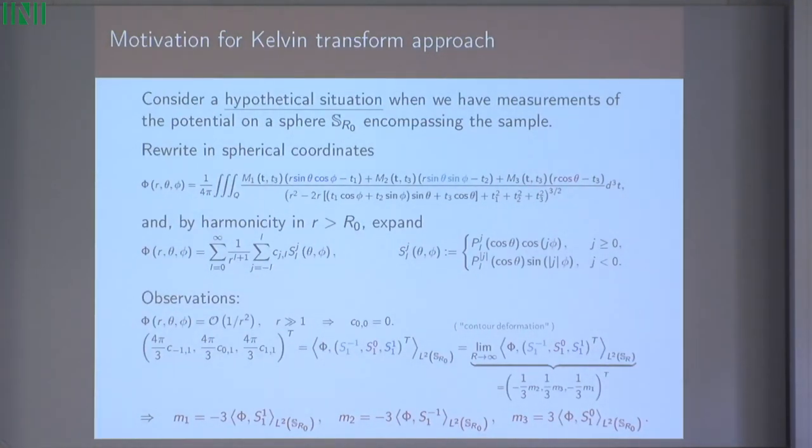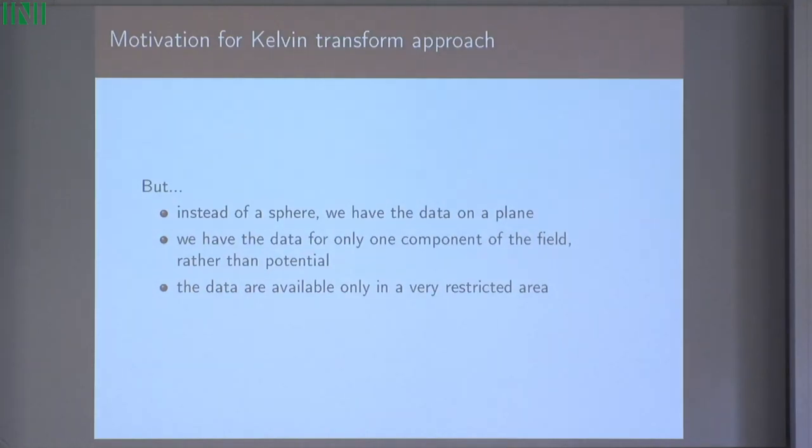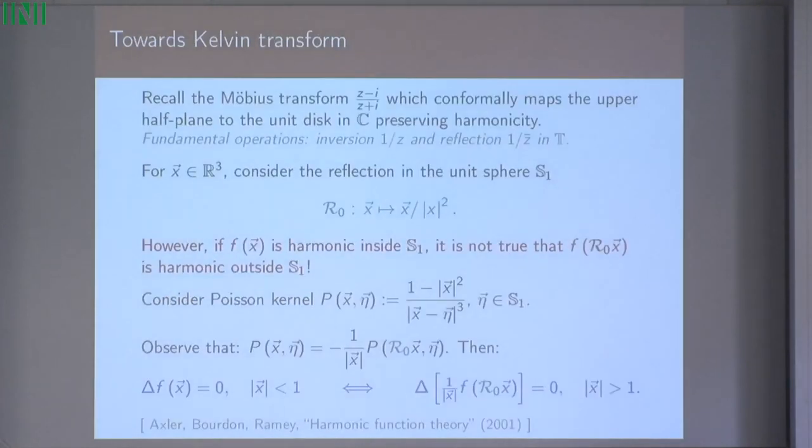However, we are not in the spherical setting. We have data on the plane. We have limited data, and we don't have access to the potential. We measure only one component of the magnetic field, which is the vertical derivative of the potential. So to remedy the first problem, it's natural to try to map things from the horizontal plane where we have the measurements to the sphere. And this is exactly what the Kelvin transform will be serving us for.